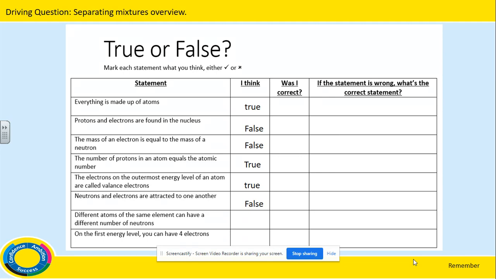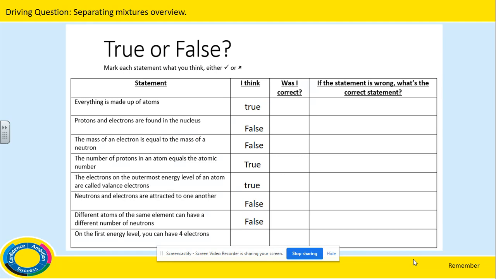Different atoms of the same element can have different number of neutrons. Answer is no. So it is false. At your level, we'll write this as being false. When you get to your 9, 10, and level 11, we'll be looking at isotopes. Isotopes are different forms of the same elements with the same numbers of protons and electrons, but their number of neutrons are different. But for now, we settle with false.